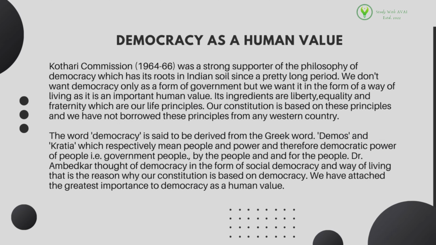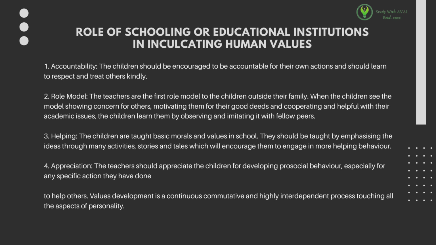Moving on with the role of schooling or educational institutions in inculcating human values. 1. Accountability. The children should be encouraged to be accountable for their own actions and should learn to respect and treat others kindly. 2. Role model. The teachers are the first role model to the children outside their family. When the children see the teacher showing concern for others, motivating them for their good deeds and cooperating and being helpful with their academic issues, the children learn by observing and imitating it with fellow peers.